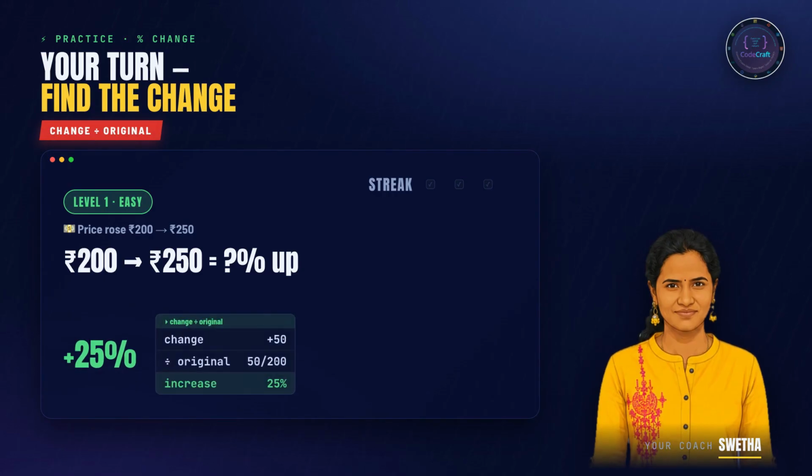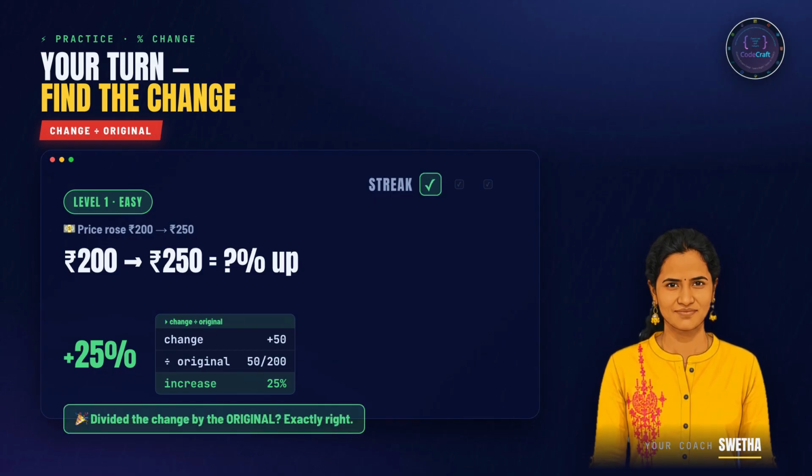The change is plus 50. Divide by the original 200. That's 50 over 200, which is 1/4, 25% up. The key is dividing by the original, not the new price. If you did that, spot on.